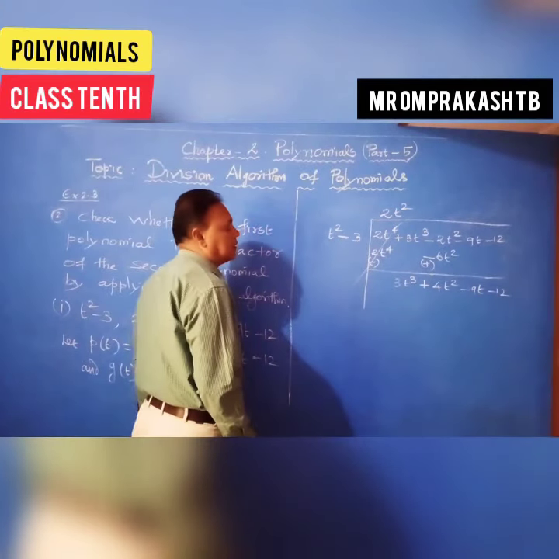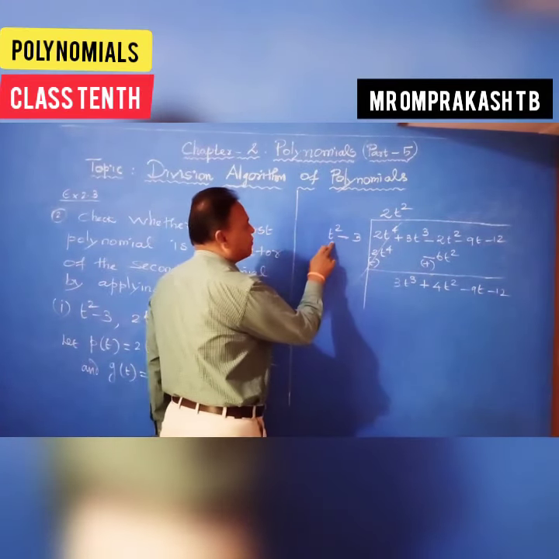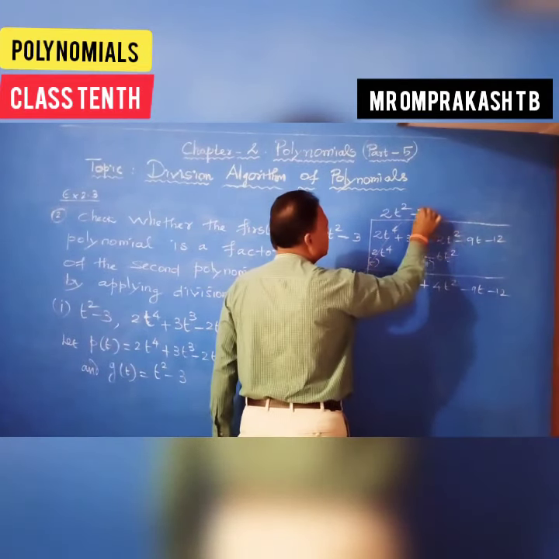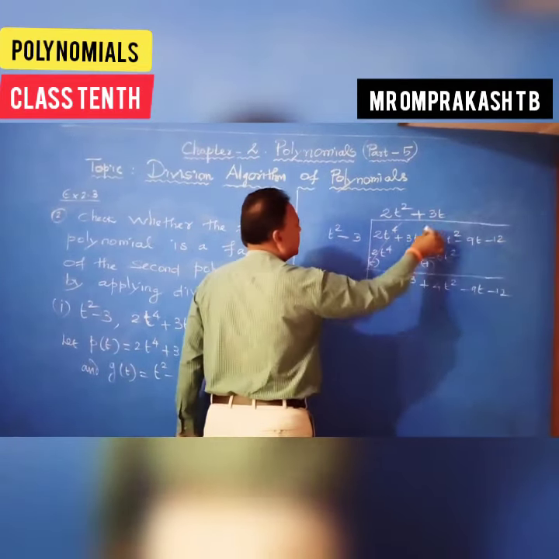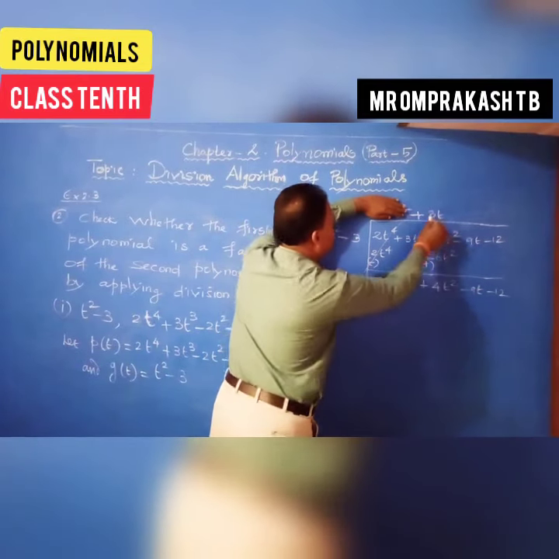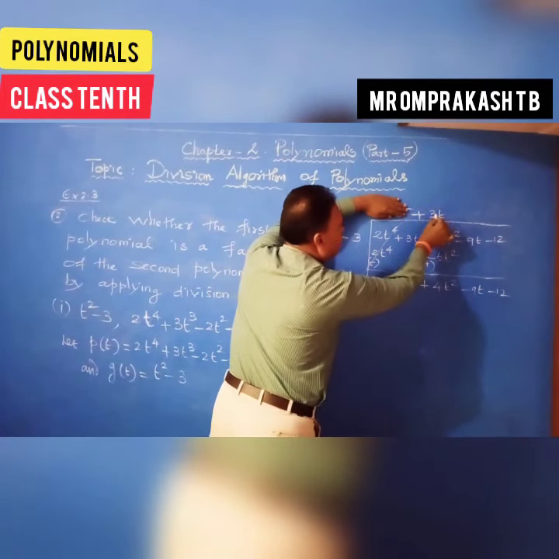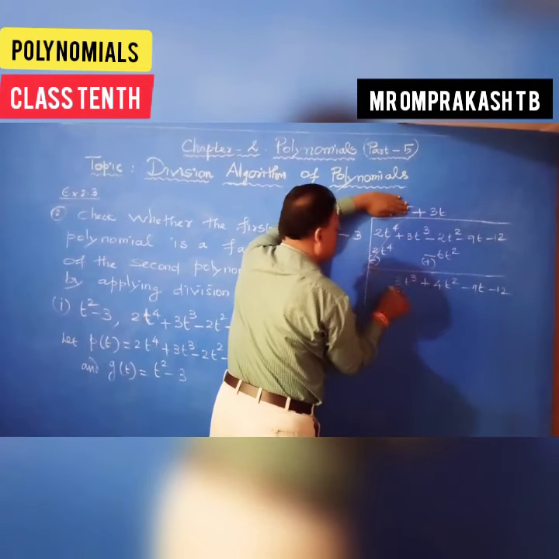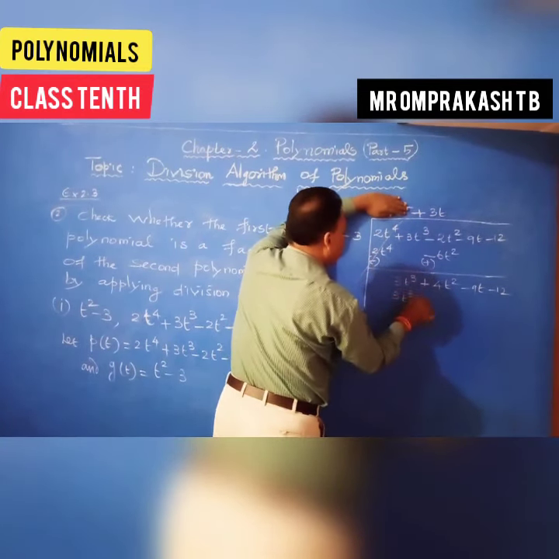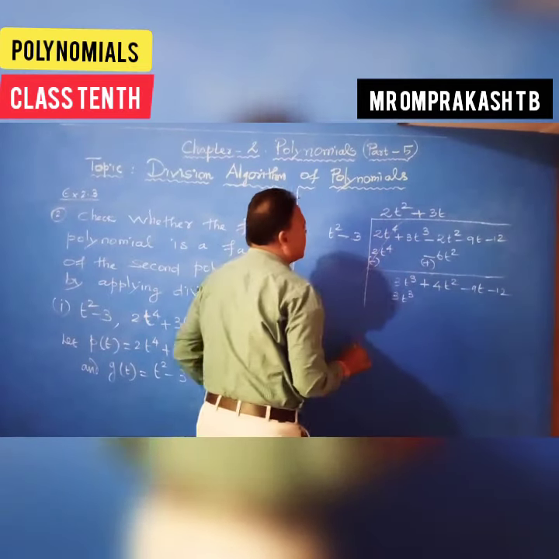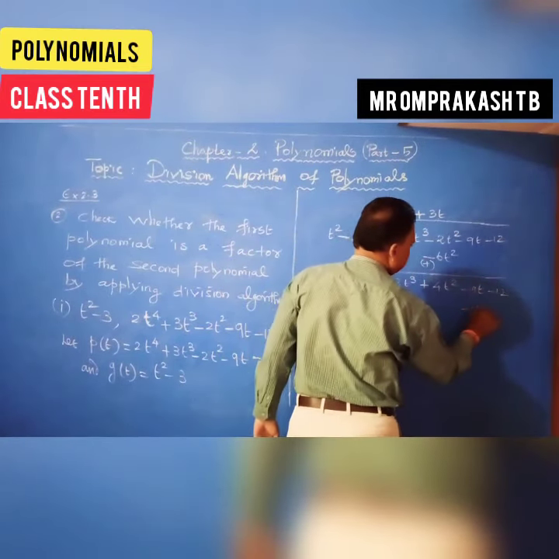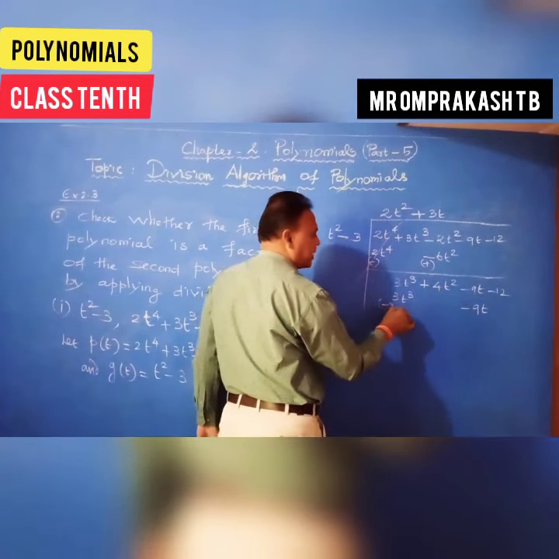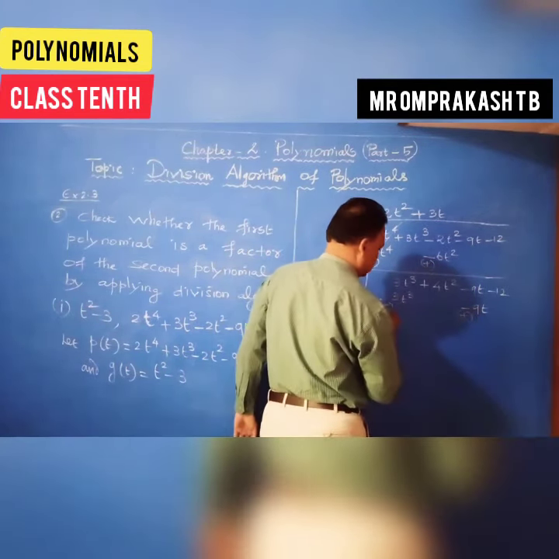Right? Now again this first term by first term. So what you will get, 3t. So plus 3t, write it here. So ignore this, just take this factor and multiply this term. So 3t into t^2, 3t^3, minus 9t, minus 9t. Now subtract. Plus means minus, here minus means plus.